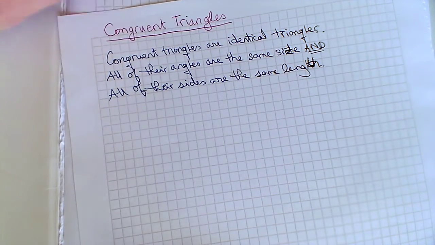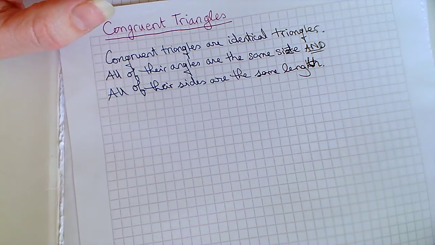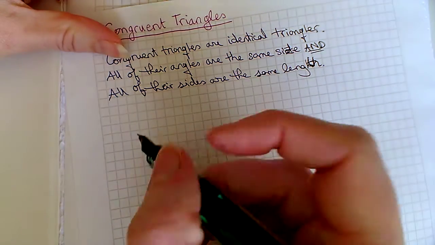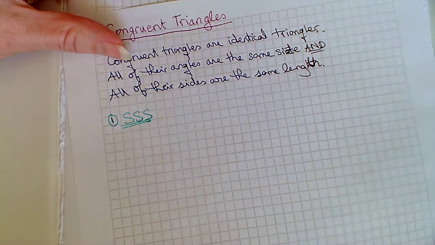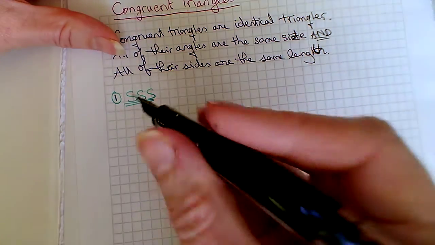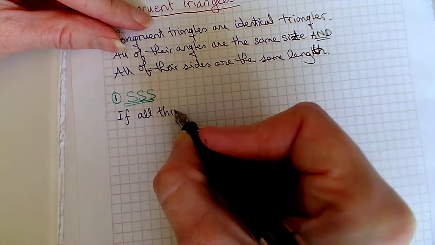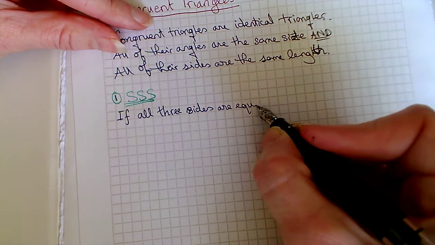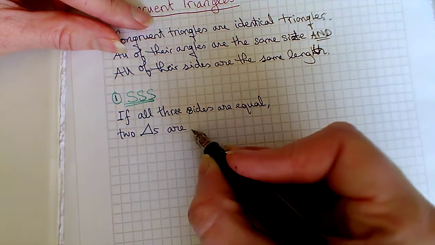We have 4 ways of telling if triangles are congruent or not. They don't usually give us all the angles and all the sides to tell whether triangles are congruent or not. But we have these 4 rules, and we can remember them by the letters that we use. So SSS. If all 3 sides are equal, that's sufficient. If all 3 sides are equal, then 2 triangles are congruent.